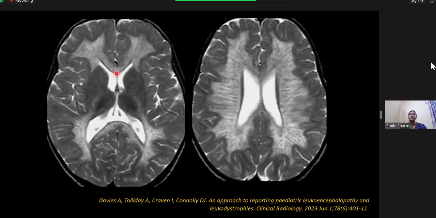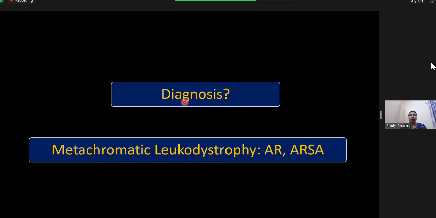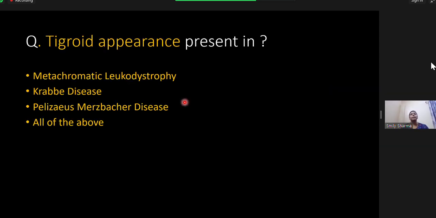So this is another case from the literature which shows the typical tigroid pattern, which is not so typical in our case, but still it was seen. So the diagnosis is metachromatic leukodystrophy. The tigroid pattern is present in MLD, that we all know. But it is present in all three: in metachromatic leukodystrophy, Krabbe's disease, and early reports of Pelizaeus-Merzbacher disease have also shown that the tigroid pattern can be present in them as well, especially on neuropathology. Although on MR it is difficult to recognize, it has still been described.